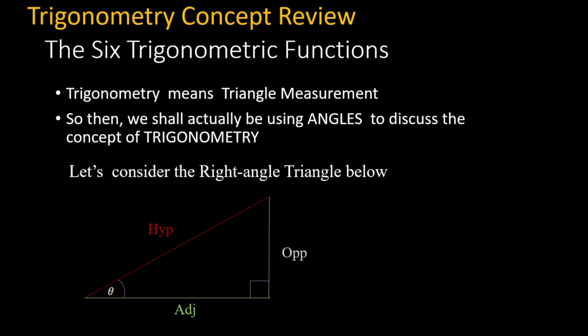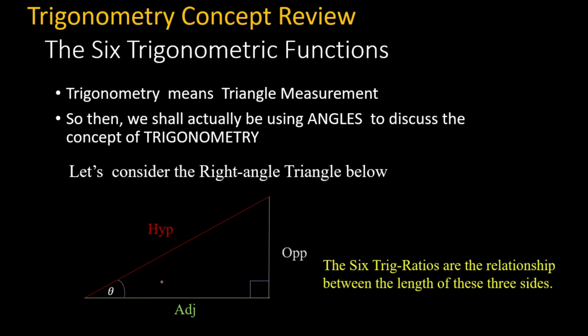So the part directly opposite is this line, which we label as opposite, short as OPP. Then the adjacent, the side just next to the angle, and the hypotenuse is the longer side. Now the 6 trig ratios are the relationship between the lengths of these 3 sides: the hypotenuse, the opposite, and the adjacent.